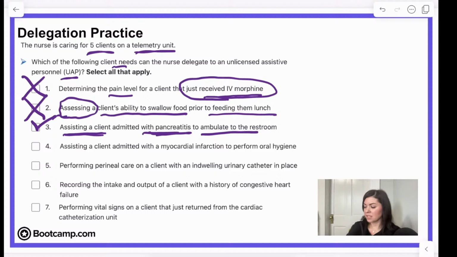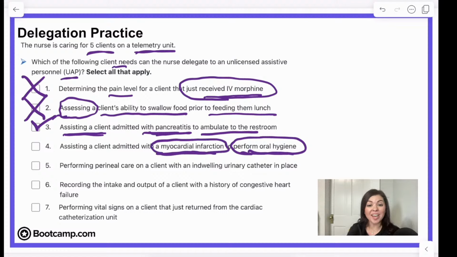I love it. So option 4, assisting a client admitted with a myocardial infarction to perform oral hygiene. So do we want to delegate option 4, yes or no? Oral hygiene on a client with a myocardial infarction or heart attack. So oral hygiene is a routine task, and all it says is the client was admitted with the myocardial infarction. There's no indication that they are unstable. So routine task, stable client. I agree with you guys.